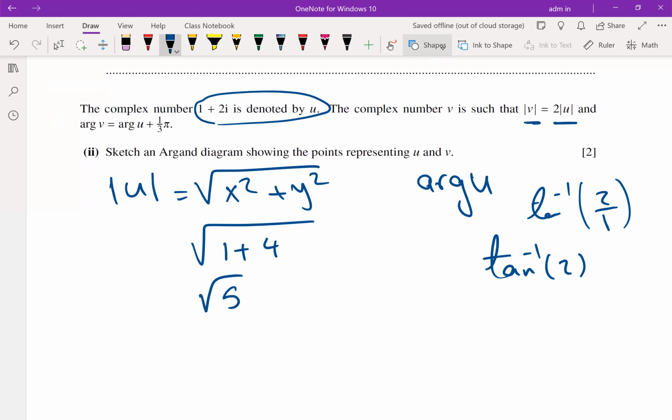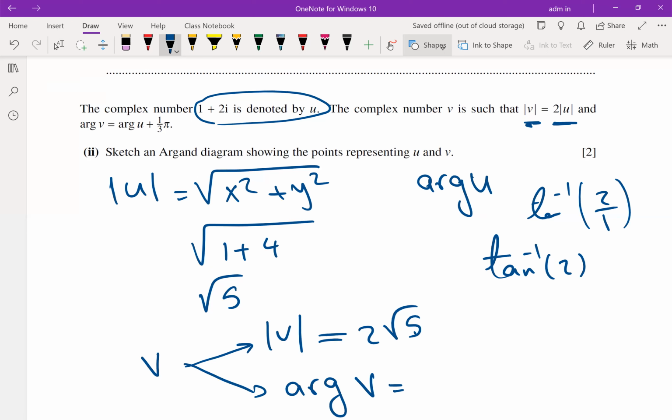He asked to get the complex number V. The modulus is double. So the modulus of V is double that of U, which is root 5, so it is 2 root 5. And the argument of V is the argument of U, which is tan minus 1 of 2, plus π/3. Now, this is the value for V.